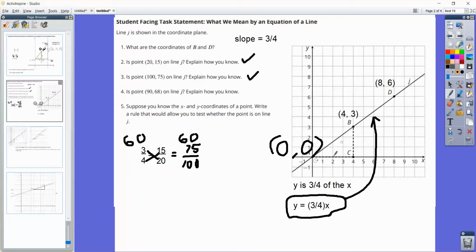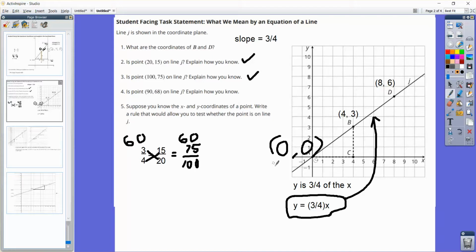And that works for every single number that you can come up with. So again, now that I've recognized that, I can explain that same idea with number 4. Is the point (90, 68) on the line? Well, if I were to take 3/4 of 90, would I get 68? If I do 3/4 of 90, let's see, that's 27 minus... that's going to be 63, okay? So it's not, right? Because they want to see if it's 68.